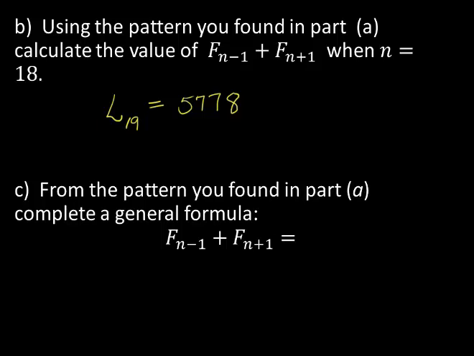Now, in part C, you want to say this in a general way. From the pattern you found in part A and verified in part B, complete a general formula for F sub n minus 1 plus F sub n plus 1. Okay, that's for n in general. Well, for n in general, you know that we're going to get the n plus first Lucas number. So this is just L sub n plus 1.